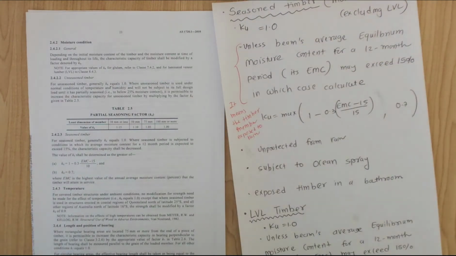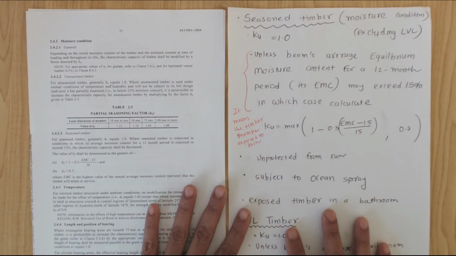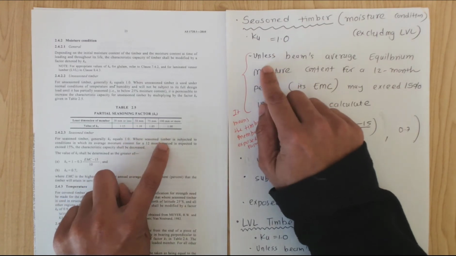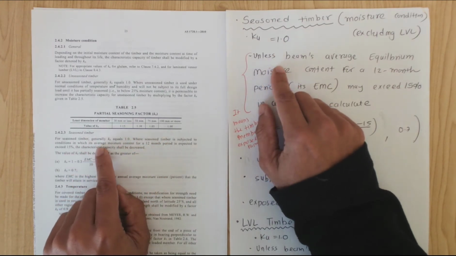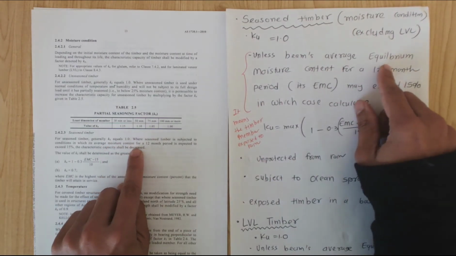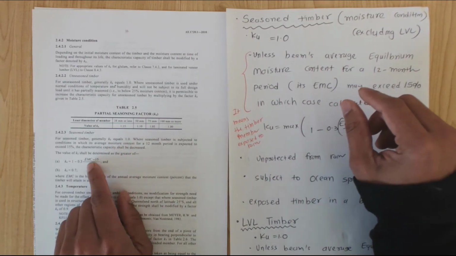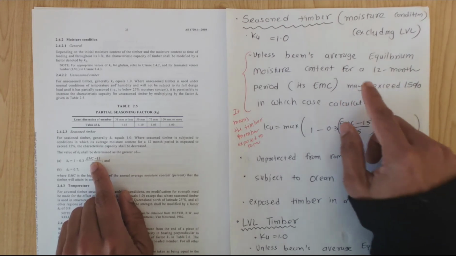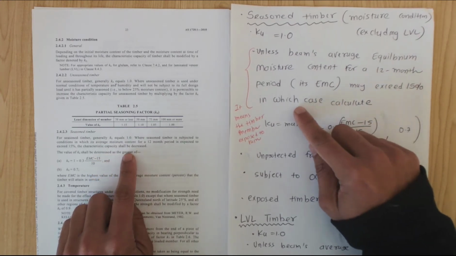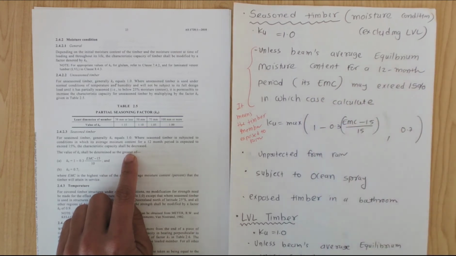2.4.2.3. Let's talk about the seasoned timber. So for seasoned timber K4 is equal to 1, that is given here, unless your beam is subject to conditions in which the average equilibrium moisture content, that is EMC, averaged for a 12-month period, may exceed 15%, in which case calculate this. So what does it take?